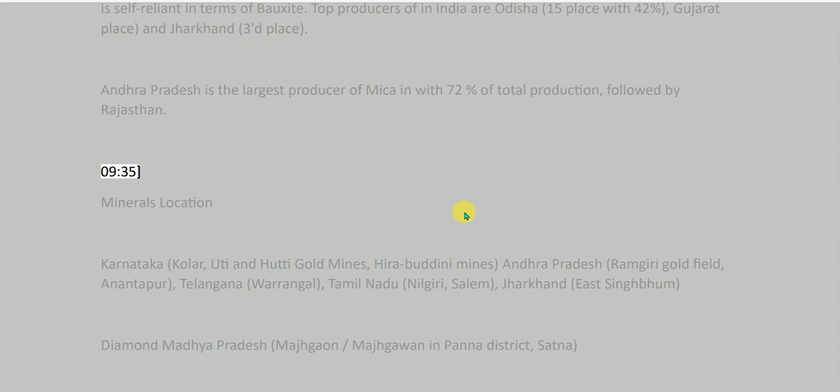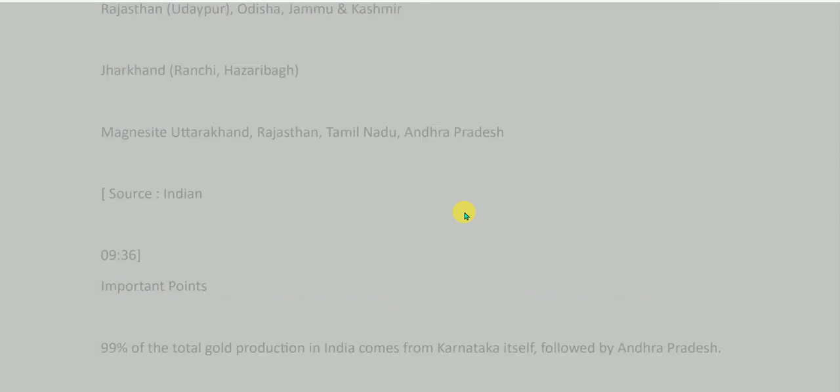935. Minerals location. Gold: Karnataka, Kolar, Hutti gold mines, Hirabuddini mines; Andhra Pradesh, Ramagiri gold field, Anantapur; Telangana, Warangal; Tamil Nadu, Nilgiri, Salem; Jharkhand, East Singhbhum. Diamond: Madhya Pradesh, Majhgawan in Panna district, Satna; Rajasthan, Udaipur; Odisha; Jammu and Kashmir; Jharkhand, Ranchi, Hazaribagh. Magnesite: Uttarakhand, Rajasthan, Tamil Nadu, Andhra Pradesh.